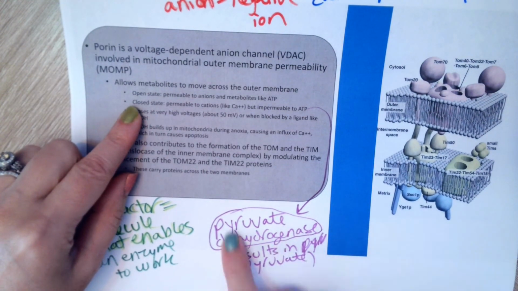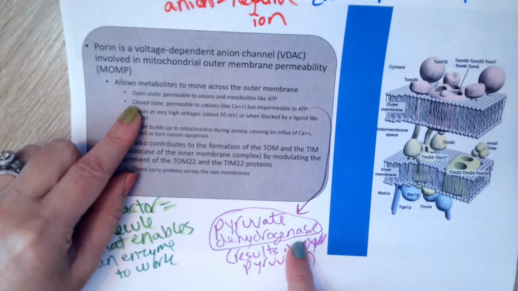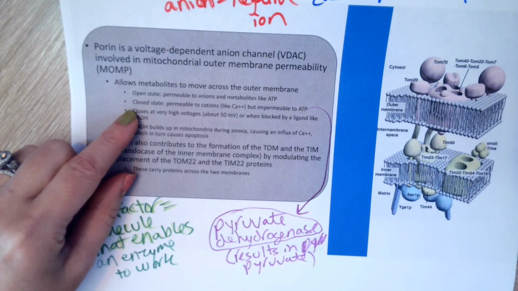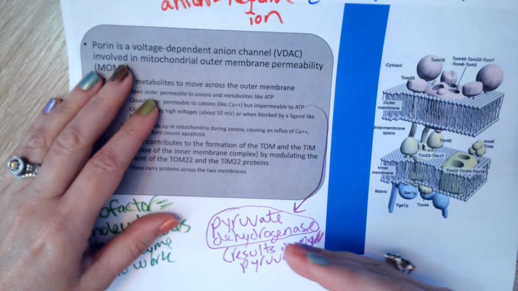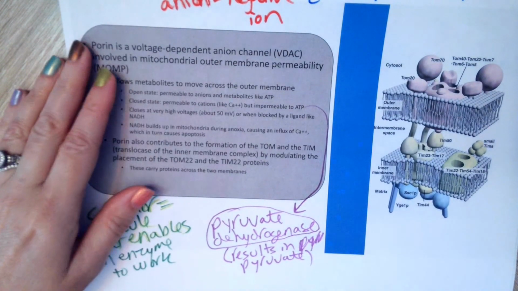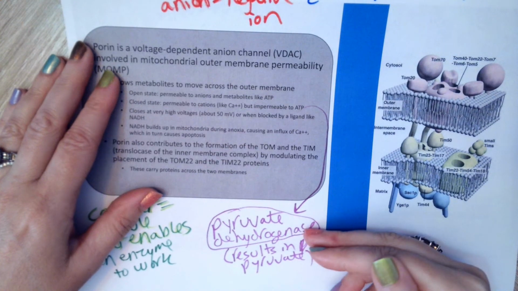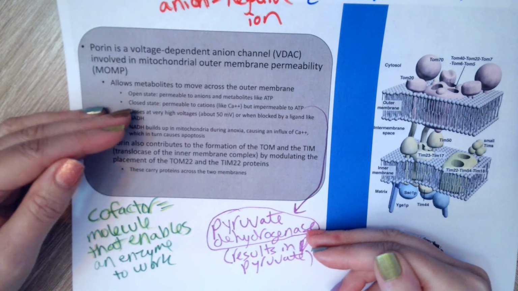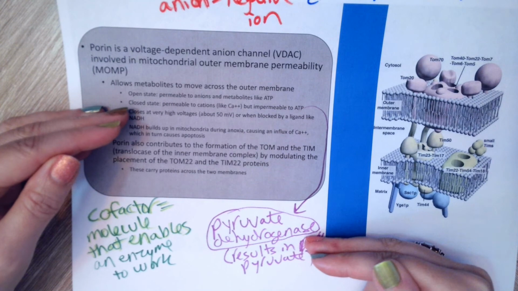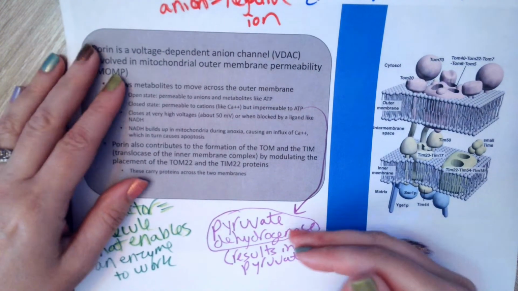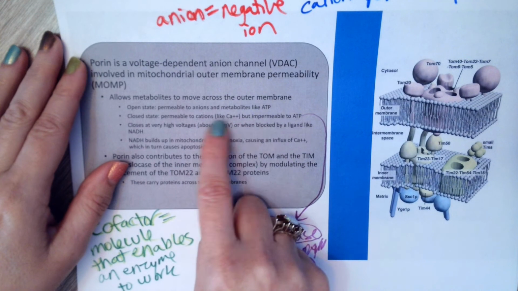So if we don't have pyruvate dehydrogenase, we're unable to take the pyruvate and turn it into, say, acetyl-CoA, which is what can enter into the Krebs cycle. We're not able to do that without pyruvate dehydrogenase. So without calcium, we can't do that. We can't have pyruvate dehydrogenase working. So calcium is really important to be able to get into the mitochondria.